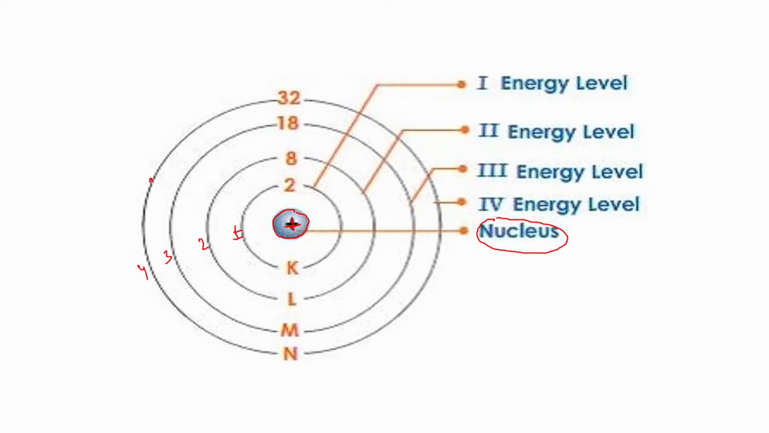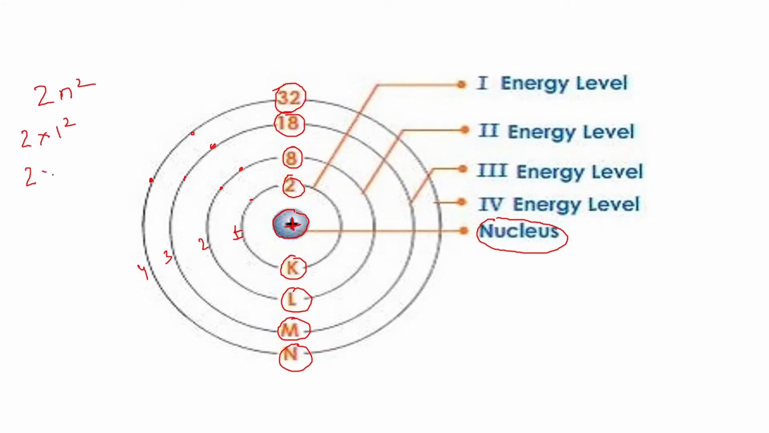And in these orbits you have electrons moving. Now, how many electrons can you have in each orbit? The first orbit is named K, the second orbit L, the third orbit M, and the fourth orbit N. In the first orbit we can have a maximum of 2 electrons, in the second orbit a maximum of 8 electrons, in the third orbit a maximum of 18 electrons, and in the fourth orbit a maximum of 32 electrons. This is based on the formula 2n square, where n is the number of the orbit. That means for the first orbit, it is 2 into 1 square.